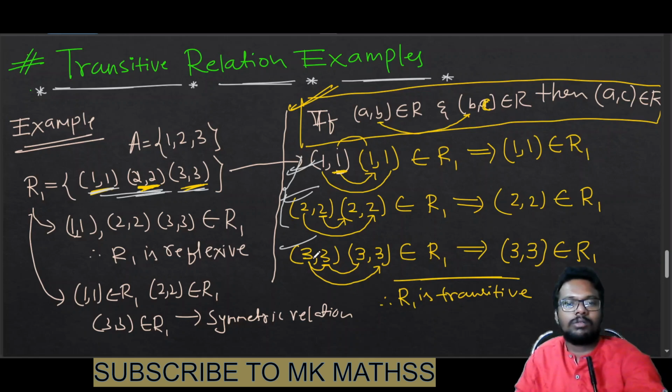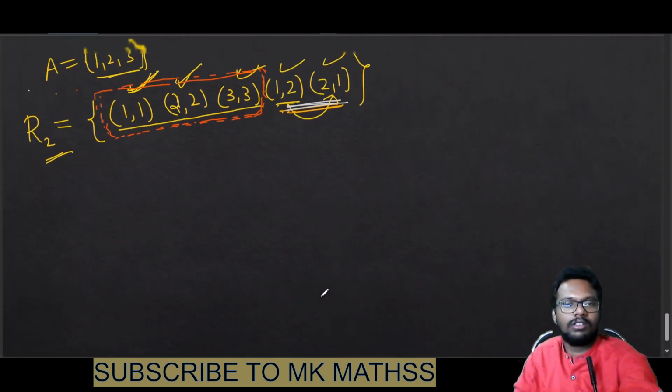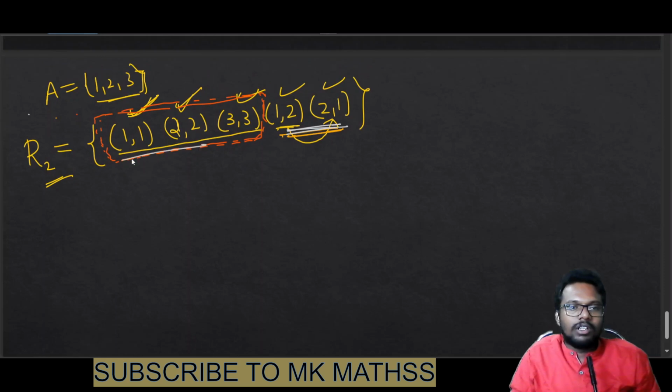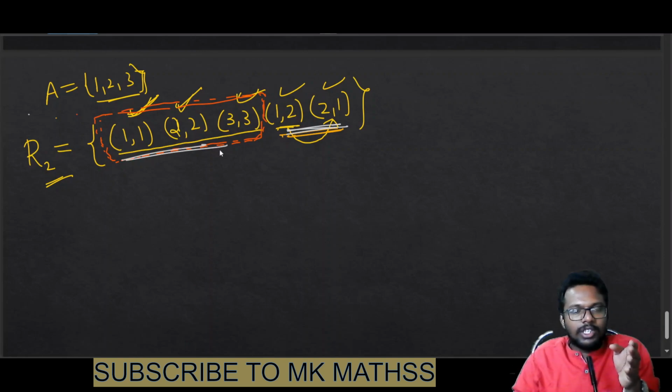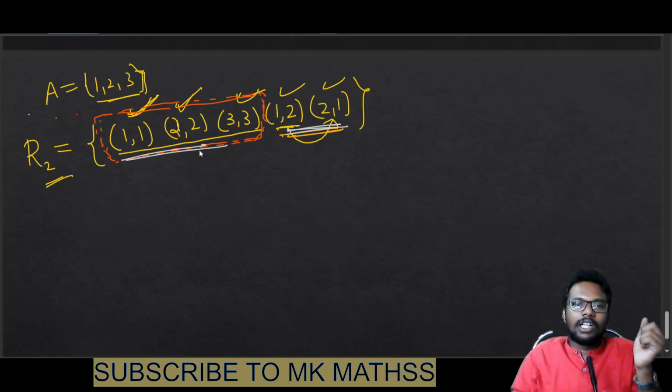So we won't focus much on these ordered pairs 1 comma 1, 2 comma 2, 3 comma 3. If you see 1 comma 1, 2 comma 2, 3 comma 3, or a relation related to itself in ordered pairs, just neglect those ordered pairs, because we can save time to verify whether it is a transitive relation or not. Okay, so I have neglected 1 comma 1, 2 comma 2, 3 comma 3. Now I just focus on the remaining ordered pairs.